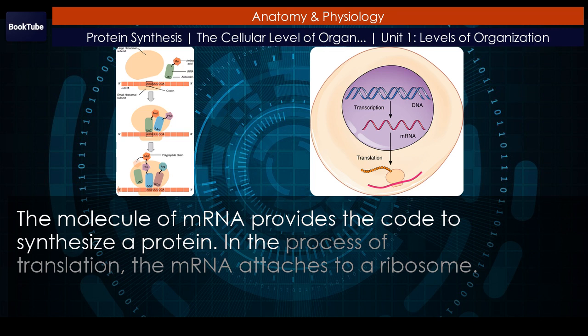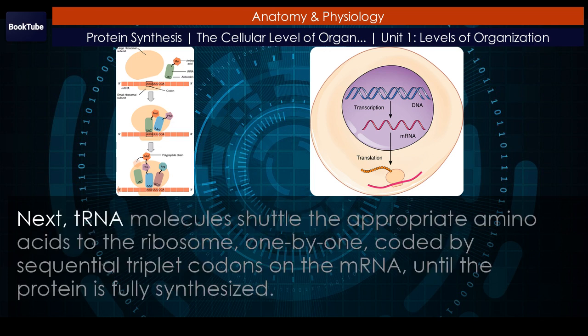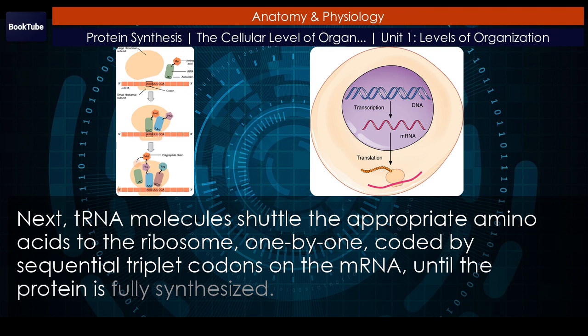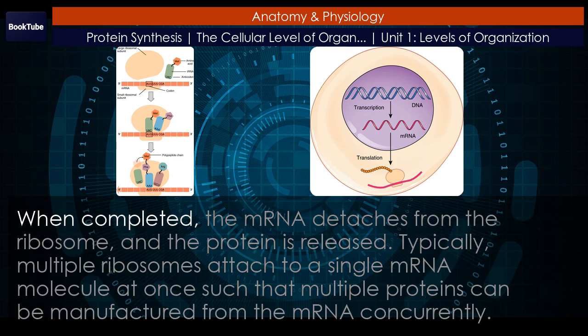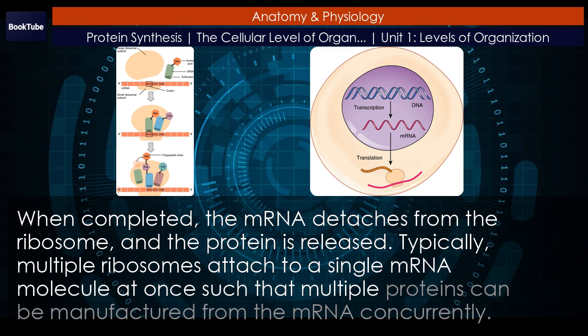In the process of translation, the mRNA attaches to a ribosome. Next, tRNA molecules shuttle the appropriate amino acids to the ribosome, one by one, coded by sequential triplet codons on the mRNA, until the protein is fully synthesized. When completed, the mRNA detaches from the ribosome, and the protein is released. Typically, multiple ribosomes attach to a single mRNA molecule at once such that multiple proteins can be manufactured from the mRNA concurrently.